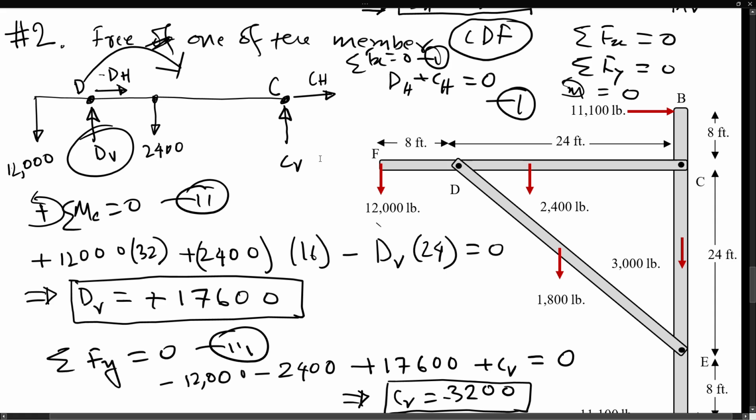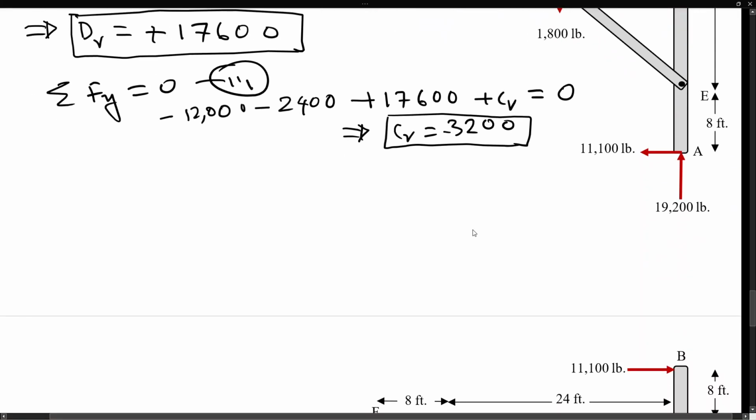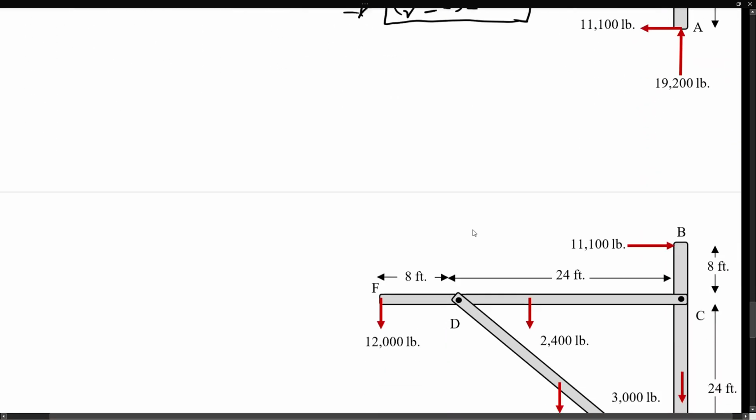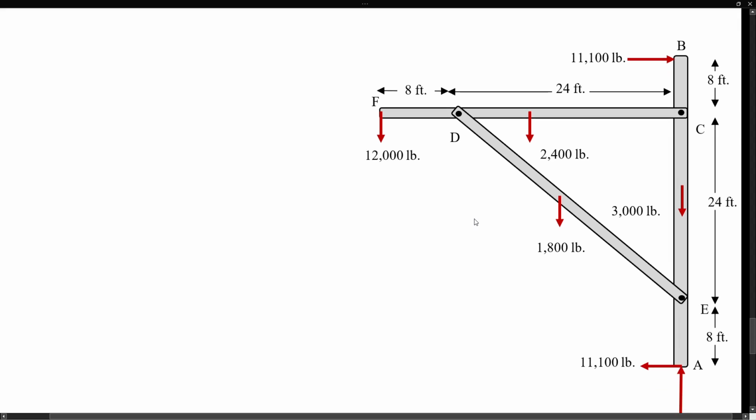What I would like to do next, before I free the member DE, is redraw the free member with our appropriate forces. So this is what I would like to do. So it's a good practice. One of the common mistakes in the exam is actually having the signs right. That is the biggest problem.